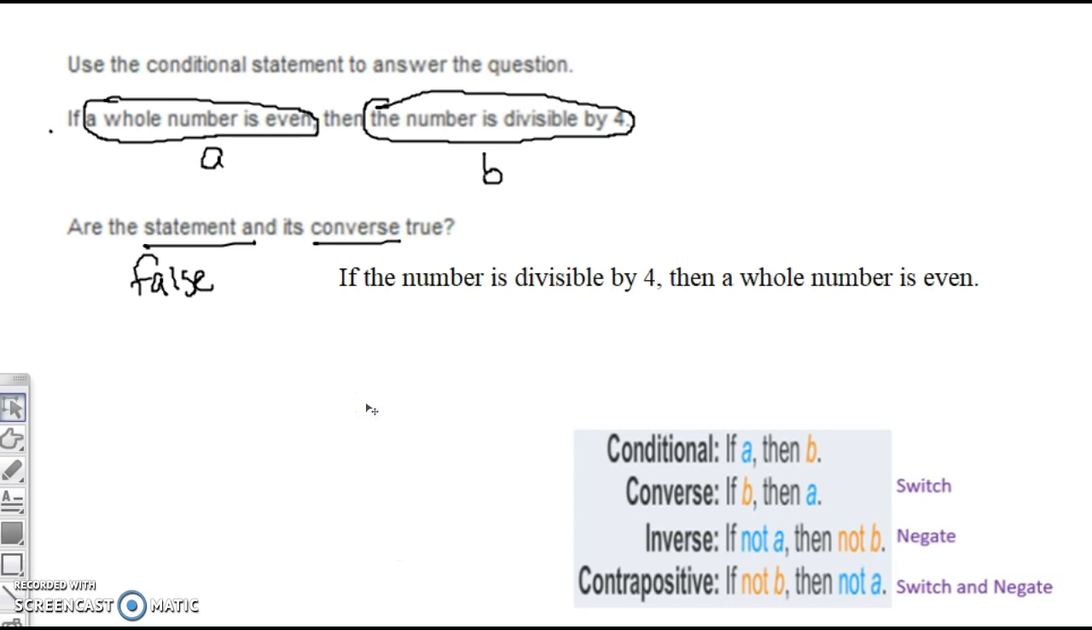And now I want to see if that's true. So if a number is divisible by 4, let's think about that. That's 4, 8, 12, 16, 20, 24, 28, and so on. If a number is divisible by 4, then it is an even number. That is a true statement.